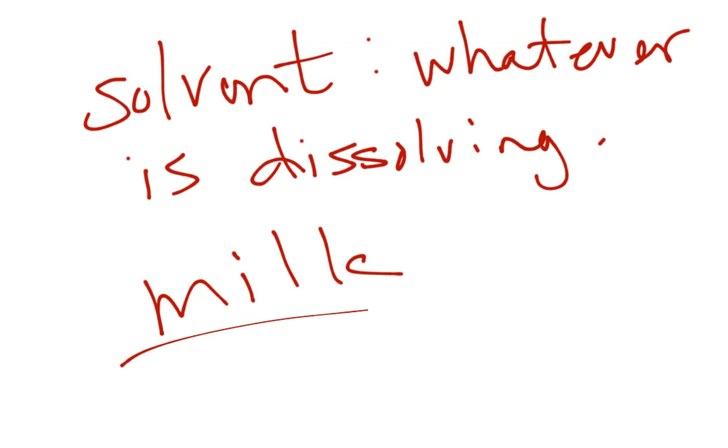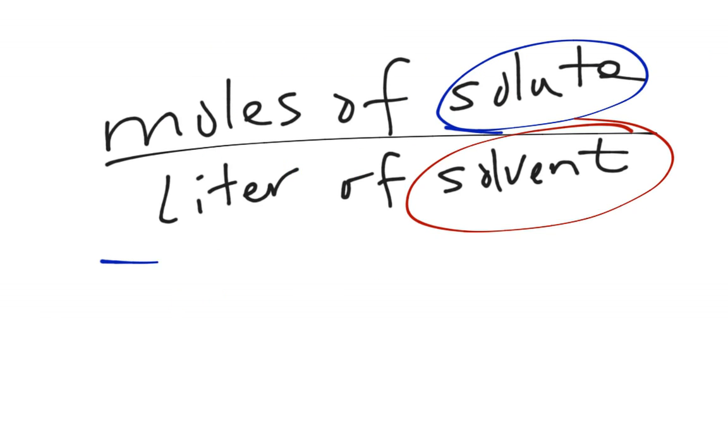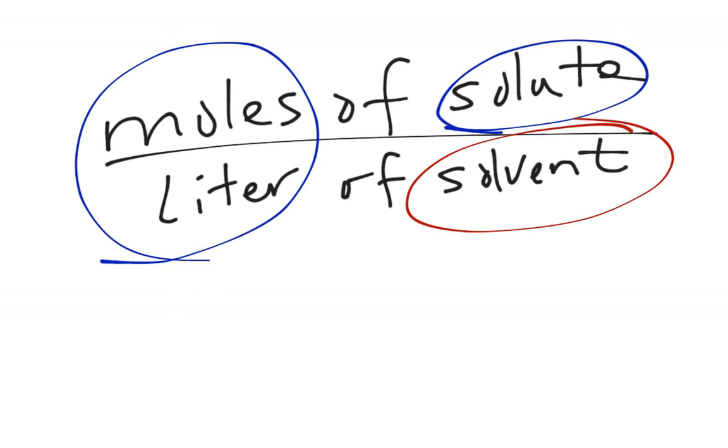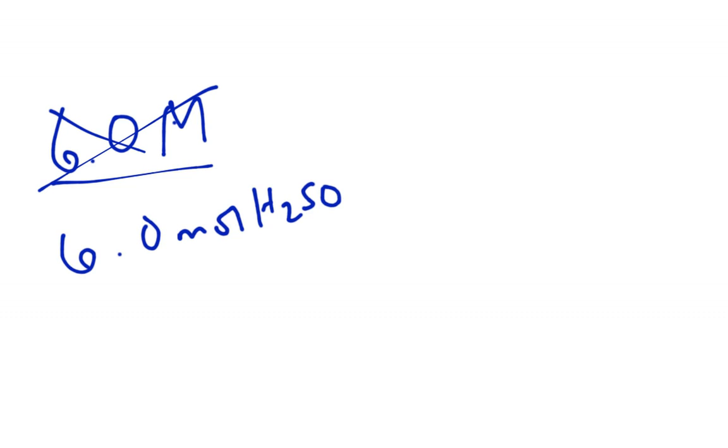We would go 6.0 molar, and we need to switch that. We need to get that to something that we can work with. We can do this because we know way back here that it is moles per liter. So 6.0 molar is 6.0 moles of H2SO4 in 1 liter of solvent.